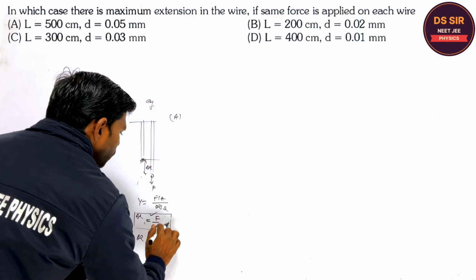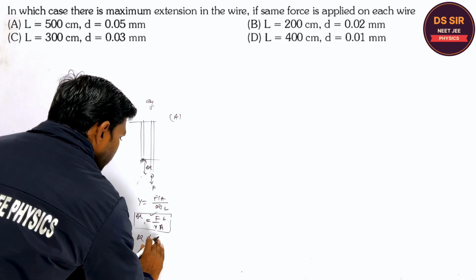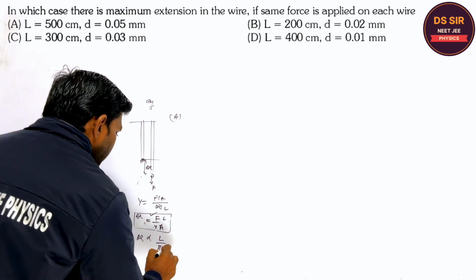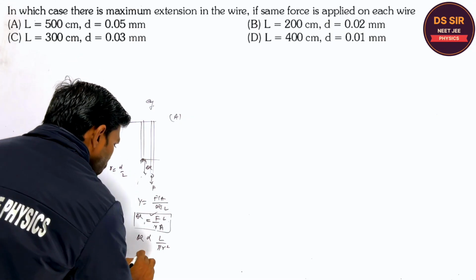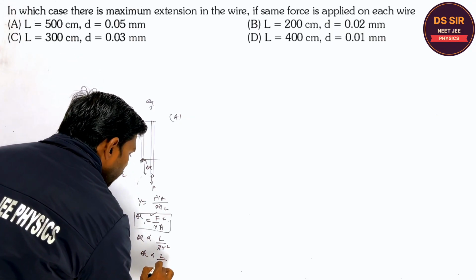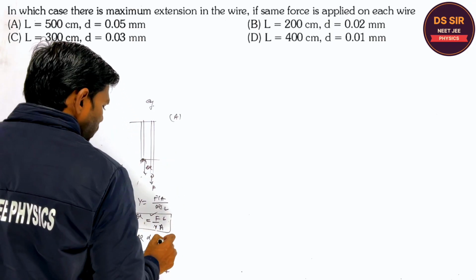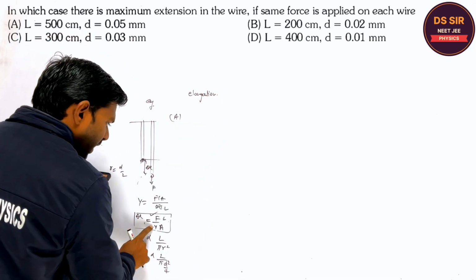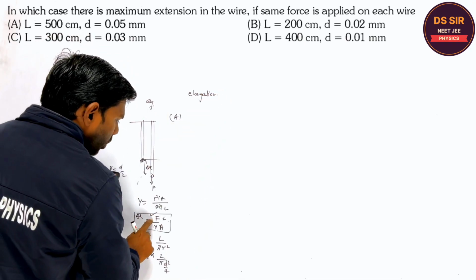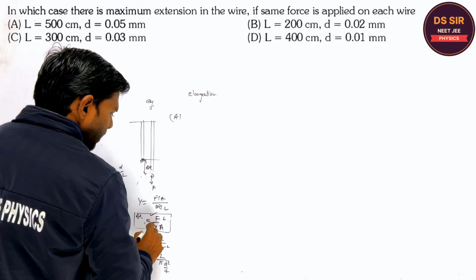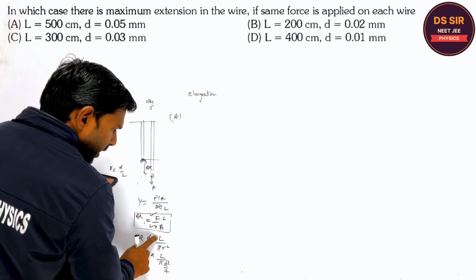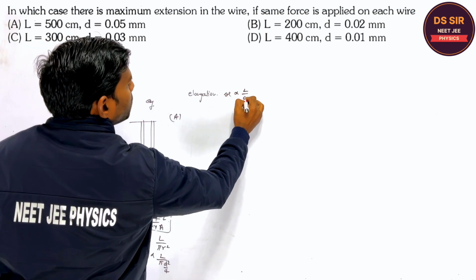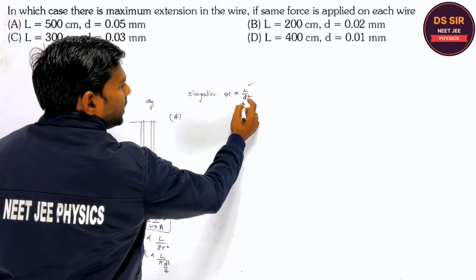The length of the wire assumed to be capital L, suppose, right? And the area is nothing but pi r square, right? And the radius is nothing but d by 2. So the delta L is proportional to L upon pi d square by 4. So the elongation, if the force is same, the Young modulus and force are same, is proportional to L upon A, L upon pi r square, so L upon d square. Elongation is proportional to L upon d square. L is the length, right, and d is the diameter.